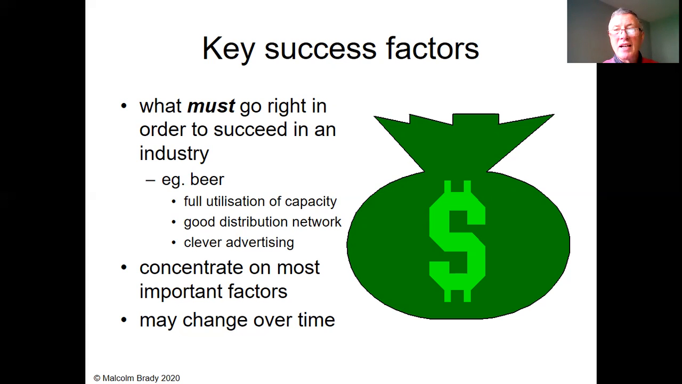Concentrate on the most important factors. You don't need to list off 200 factors. Identify the small number, 3 to 6 critical factors, and be aware that these may change over time. A new technology may come in that makes some factors redundant and increases the value of another factor. So you need to keep an eye on these over time. But they would be relatively long-lived, so they're not going to change every second week.